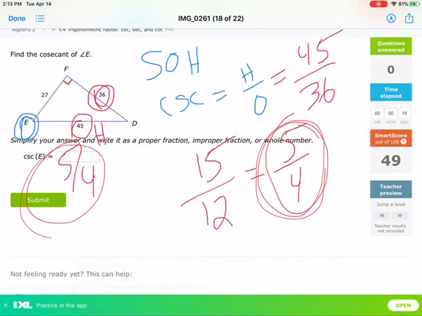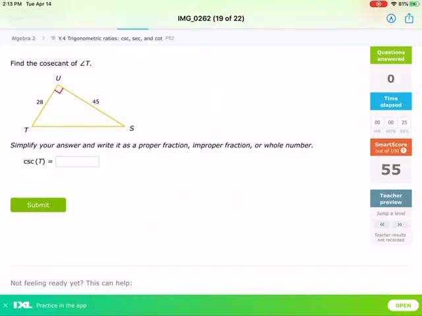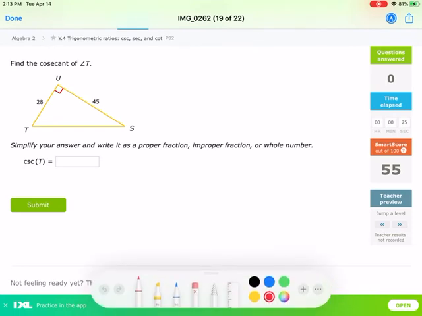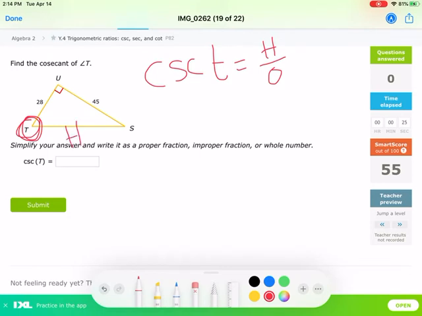All right, moving right along. What do we got here? Smart score 49, smart score 55. So, again, you saw me jump in difficulty level, so we're just going to go up by a little bit here. Cosecant of T. Again, cosecant is the flip of sine. So I'm not going to write out the SOHCAHTOA again, but cosecant of T would be equal to the hypotenuse over opposite. Here's T right here. So hypotenuse is right here. Oh my gosh, I don't know what it is. Oh, what do I do?